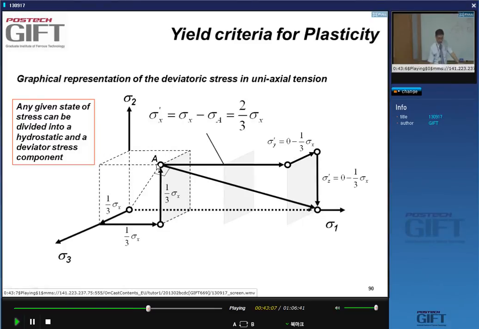And then the deviatoric is this one here, which has as components sigma x prime, which is this, a sigma y prime in this direction, and a sigma z prime in this direction. Now, what is interesting is that this vector, the deviatoric, is perpendicular to the hydrostatic component. So again, what this illustrates with the uniaxial tension situation is that any given state of stress can be divided into a hydrostatic component and a deviatoric stress component.